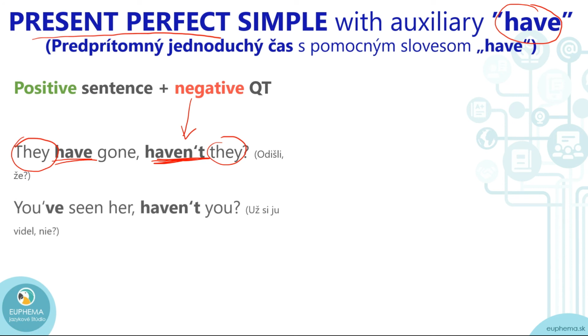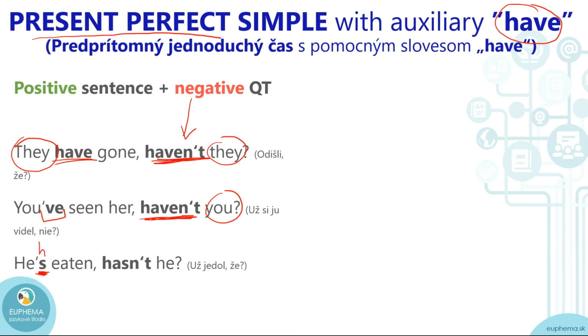You've seen her, haven't you? You've seen her. You have seen her. And negative again, haven't you? Finally, he's eaten, hasn't he? He's eaten. This apostrophe S is not he is eaten, but he has eaten, right? Because we are talking present perfect. So he has eaten, and the negative will be hasn't he, okay? Hasn't he. It's a third person.